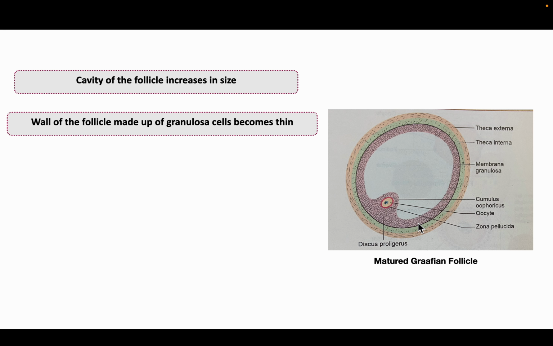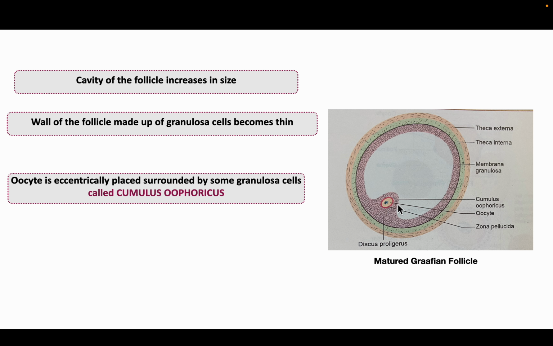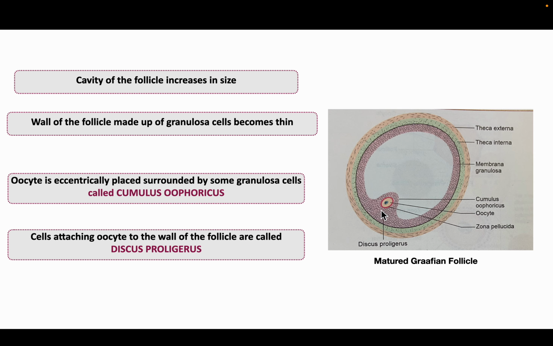The oocyte is eccentrically placed, surrounded by some granulosa cells called cumulus oophoricus. So this is the bulk of cells which are lying towards the cavity. So these are the cumulus oophoricus. Similarly, the cells which are attaching the ovum or oocyte to the wall of the follicle are called discus proligerus.